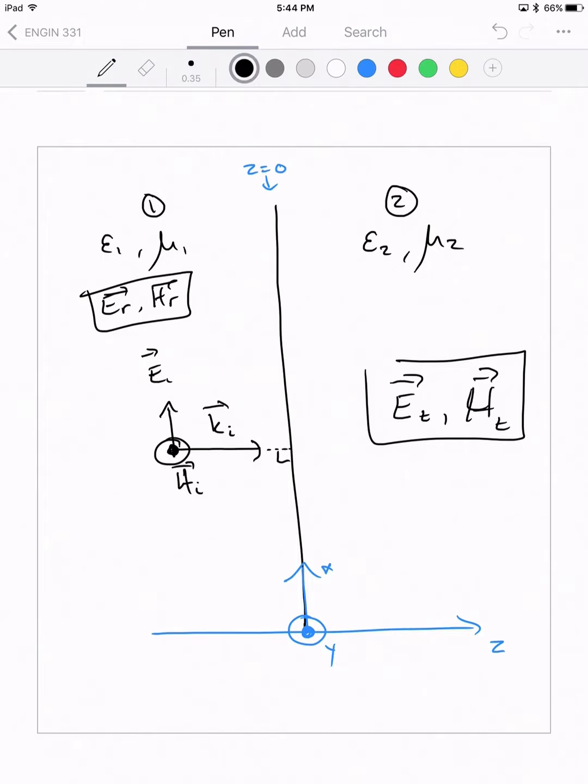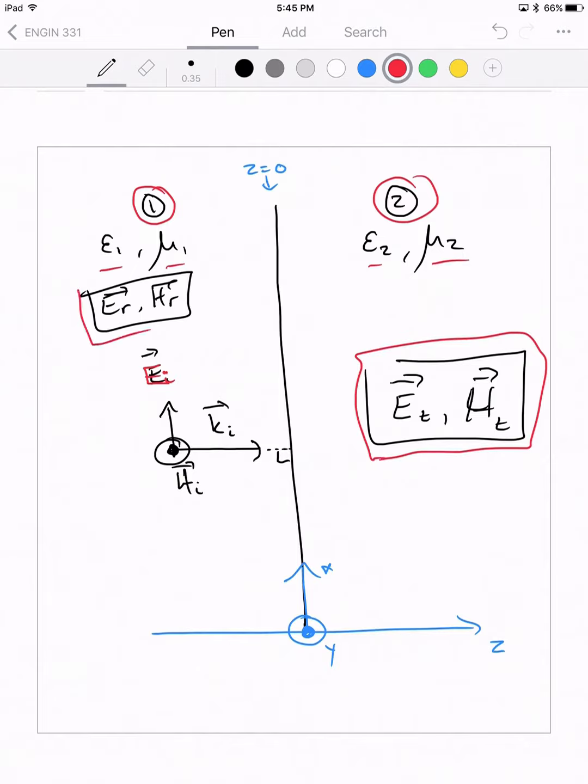So we've got medium 1, which has epsilon 1 and mu 1. We've got medium 2, which has epsilon 2 and mu 2. There's an incident plane wave, which is E sub I, H sub I, propagating in direction given by K sub I. There is a transmitted plane wave, which we don't know about yet, and a reflected plane wave, which we also don't know about yet. And I've defined a coordinate system here where Z is to the right, X is up, Y is out of the page, and the z equals 0 plane is at the interface between the two media.